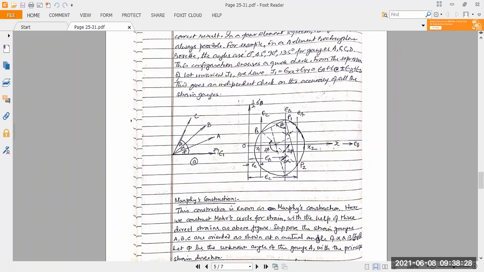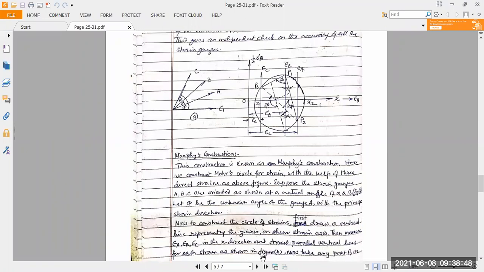Here 1, 2, 3, 4, there are four angles. We can set four strain gauges here. Alpha and beta are the angles between the gauges, and this angle is equal to phi, the unknown angle of gauge A, along with the principal strain direction.